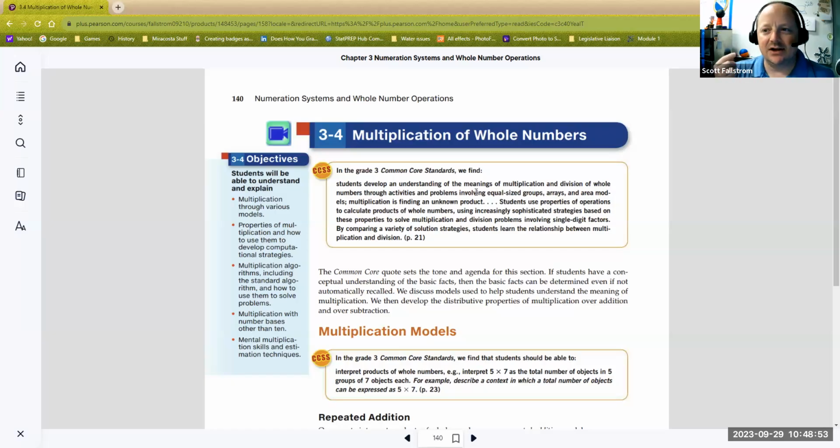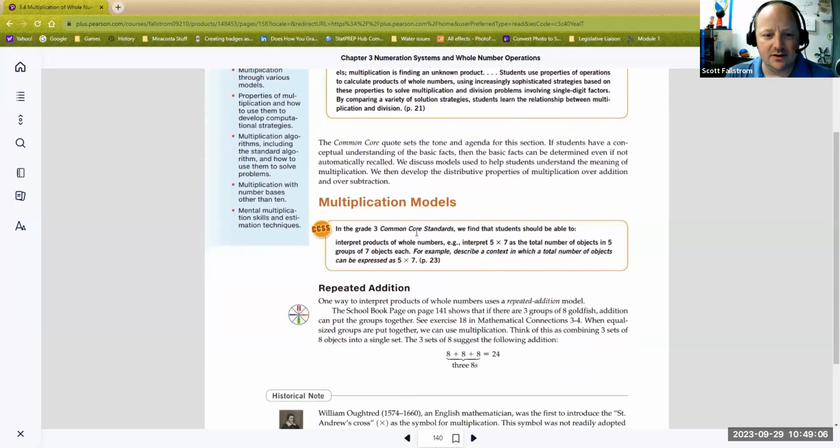So the idea is it's not just one thing. We don't learn multiplication by moving numbers in an abstract way. We want to understand the meaning of it. What does it really represent? Those are kind of the big pieces there. We also get students should be able to interpret the products. Interpret 5 times 7 as the total number of objects in 5 groups of 7 objects each.